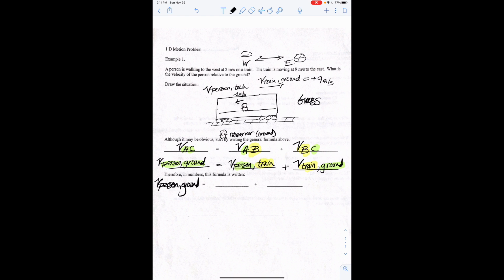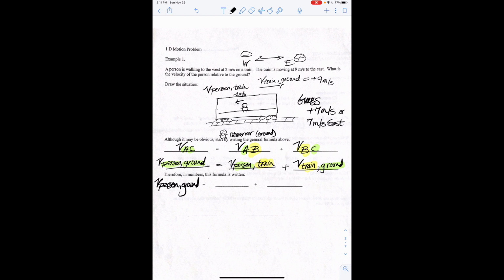Guess is positive 7 meters per second to the east, right? Or 7 meters per second to the east. Okay. So I'll just write 7 meters per second east. Okay. What is the velocity of the person relative to the train?